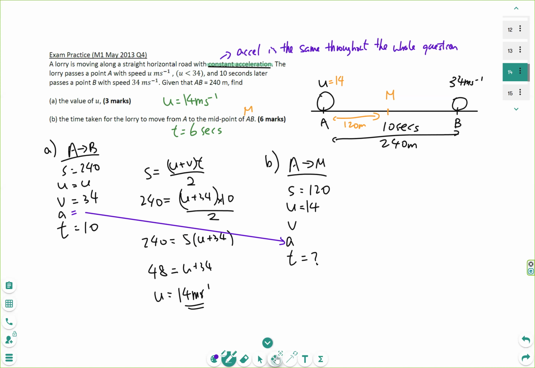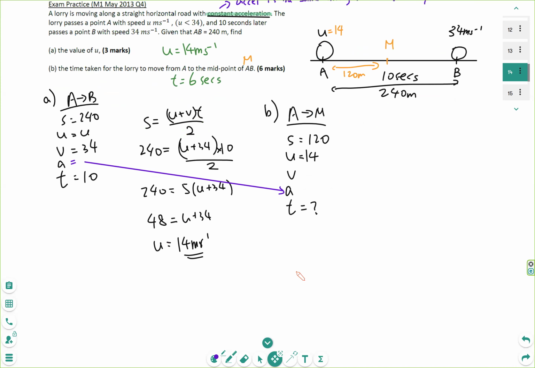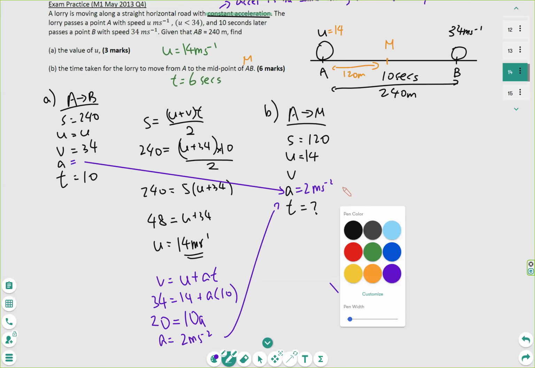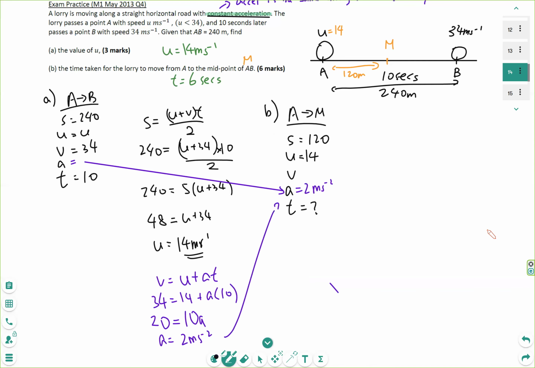So let us find the acceleration from the first table. Here we're going to use v equals u plus at. We know v is 34, u is 14, plus a times 10. 20 equals 10a, so a equals 2 meters per second squared. So we now have the information to work out t.